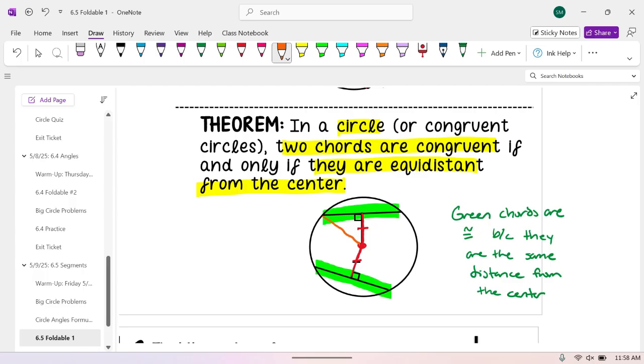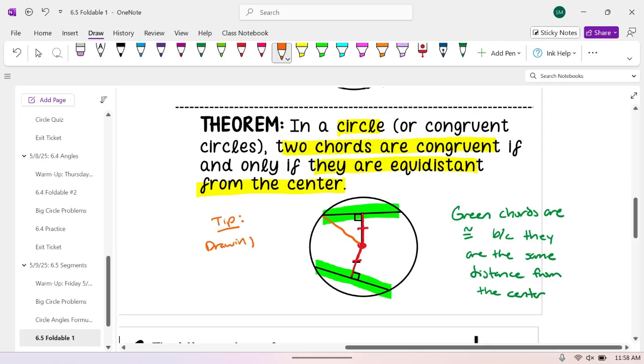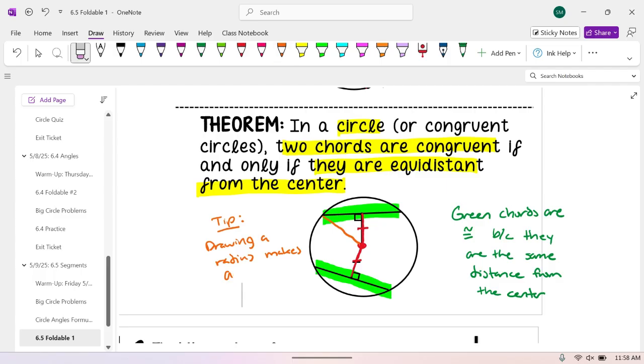So more often than not, a pro tip here is that if you're ever finding a side length, like say you're trying to find how long this little piece of the chord was, and you knew the radius was so long, you can always make a right triangle and use Pythagorean theorem, which you will see some questions like that. So basically, drawing a radius makes a right triangle. Anytime you can draw a radius, it will make that right triangle.